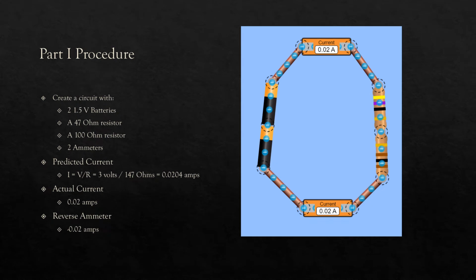Part 1 procedure. First, we had to create a circuit with two 1.5 volt batteries, a 47 ohm resistor, a 100 ohm resistor, and two ammeters. The predicted current that we got was 0.0204, and the actual current is the same at 0.02. If we reverse the ammeters, it is going to be negative 0.02 for the current. The formula that we used for that is current is equal to voltage divided by resistance.